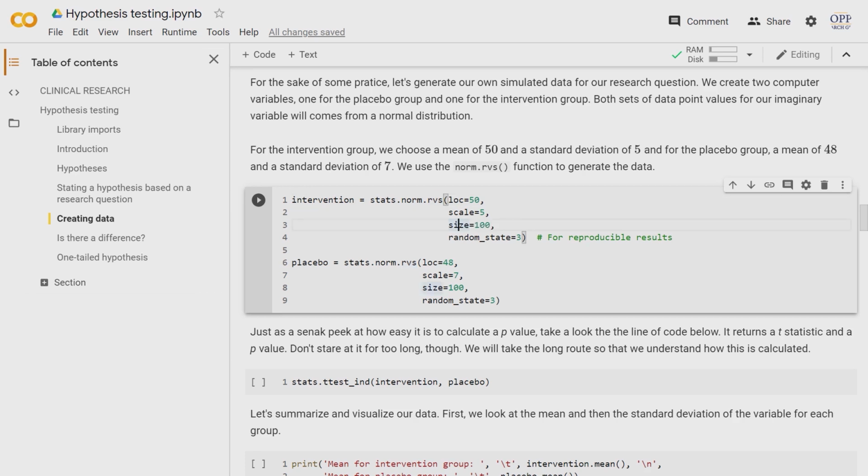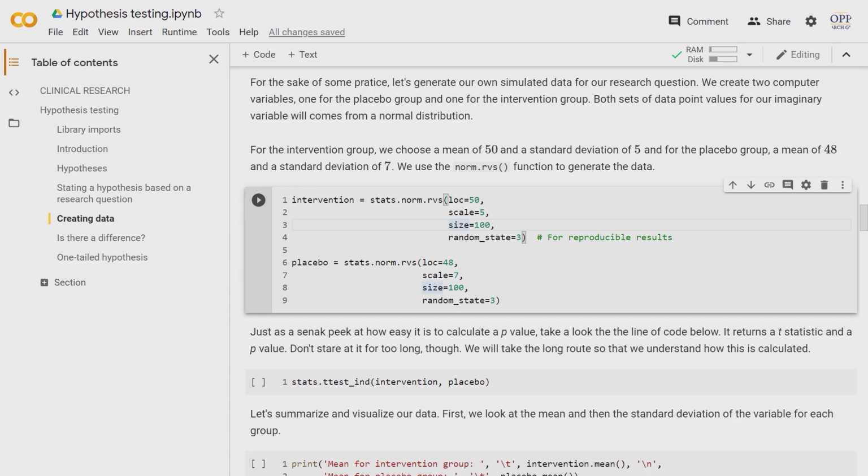And I'm setting the random state to 3. If you set the random state to 3, you're going to get exactly the same pseudo-random values as I am. If I set the random state there, there isn't much random about this, but I want all of us to get the same results. But put in something different. So we have this for the intervention group.